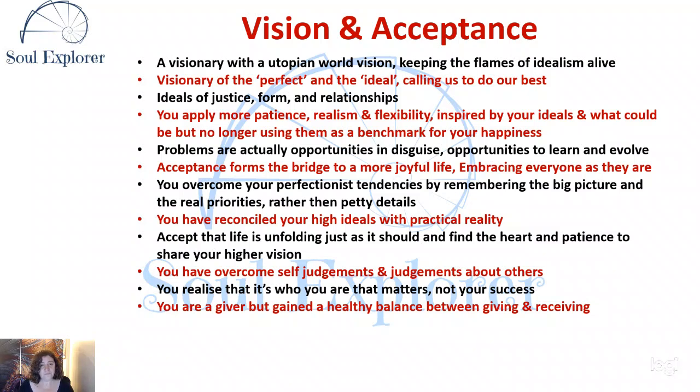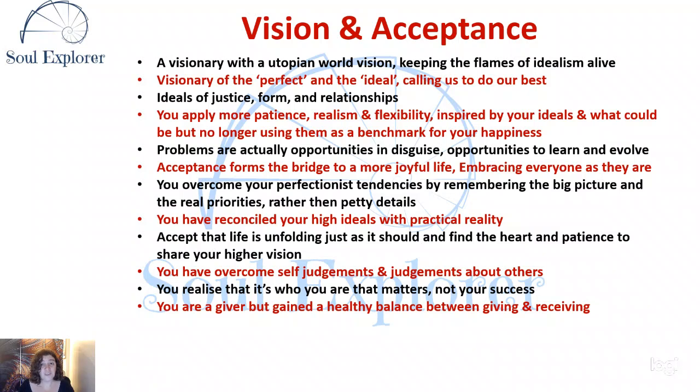You're a giver as well, but you've gained a healthy balance between giving and receiving. A life path 6 often gives too much, can be a bit of a meddler, push a little bit too much, and get a bit too involved with other people's lives. And that can burn a 6 out. And they're doing too much anyway.